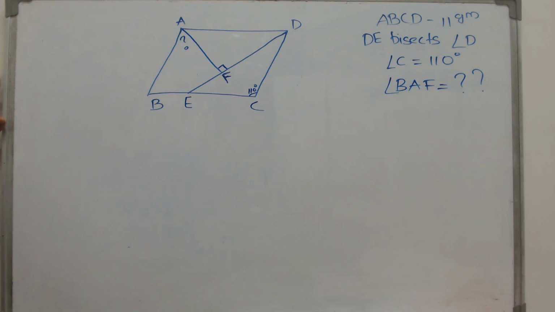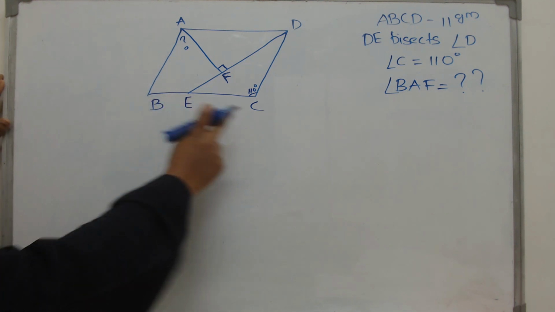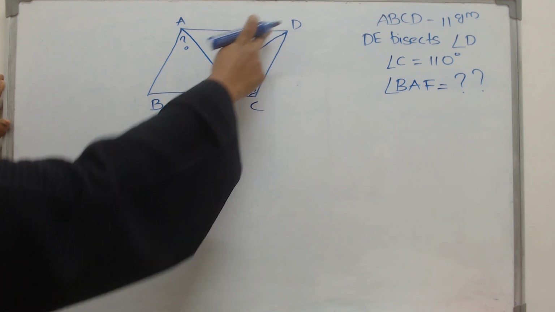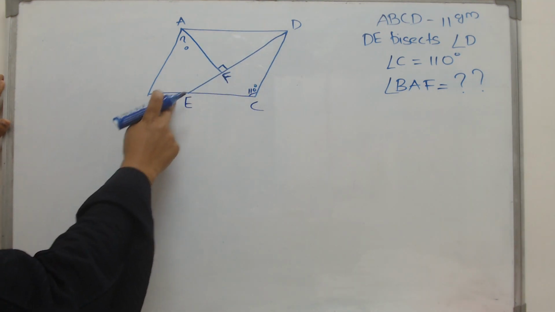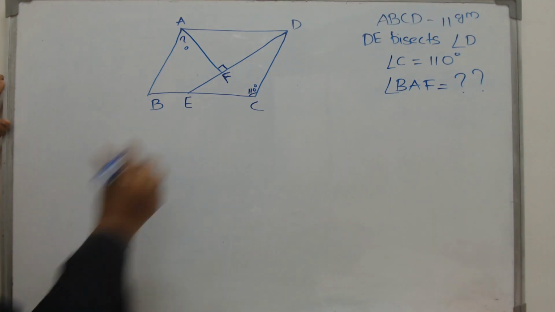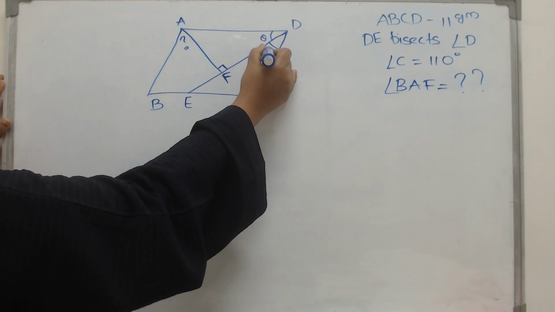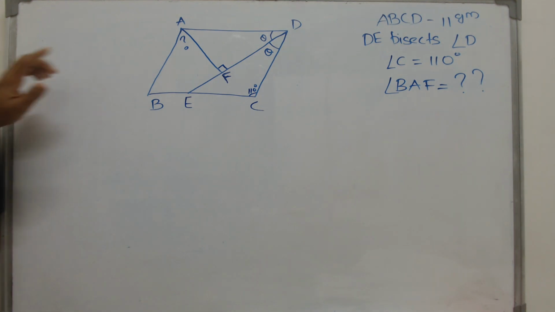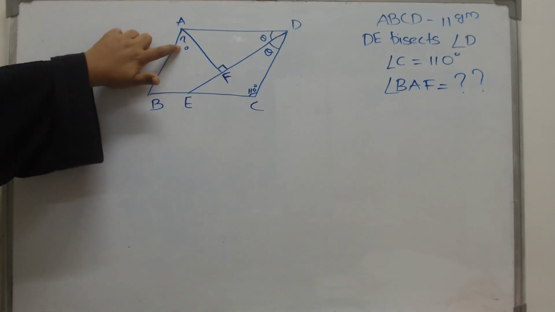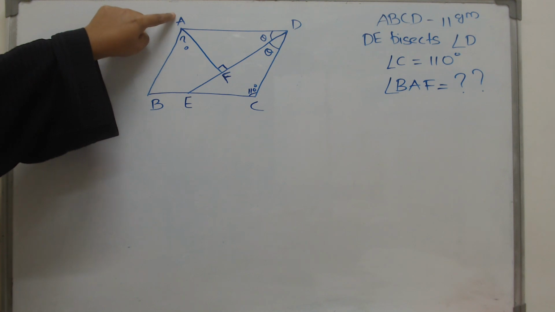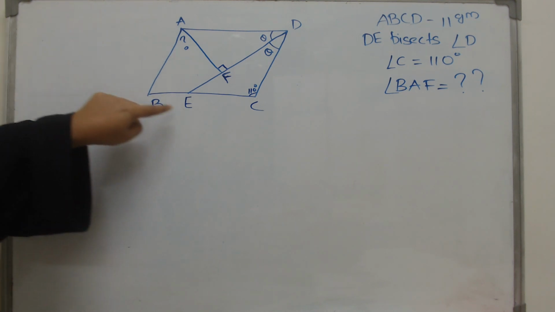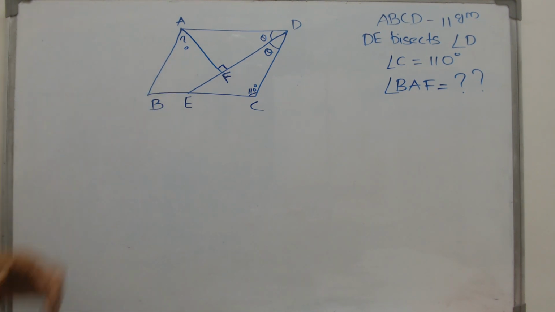Here we are given a parallelogram ABCD. The line segment DE bisects angle D, which means if this much is theta, then this will also be theta. Now what we need to find is this angle here. We will consider the quadrilateral ABEF and try to find the other three angles.